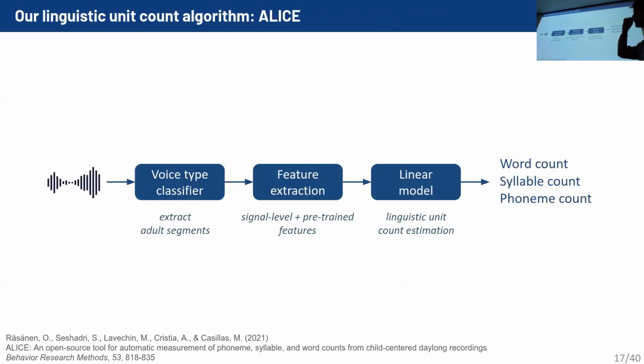So the second challenge we took was to replace the AWC estimate of LENA, the adult word count. To do that, we use the voice type classifier I just introduced. We extract various features. We consider both signal level features and pre-trained features, so playing with pre-trained models. And then the model is quite simple. We have linear layers that map the features to the number of words produced by adult speakers, the number of syllables, and the number of phonemes.